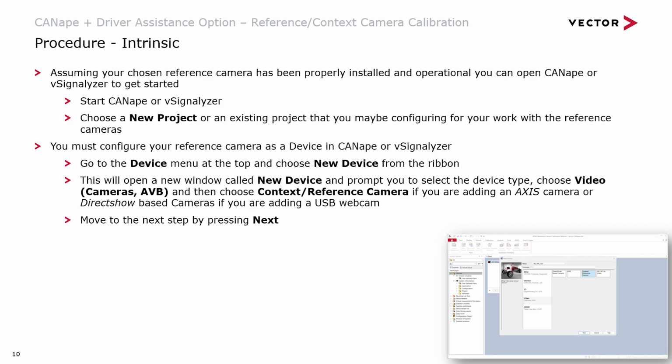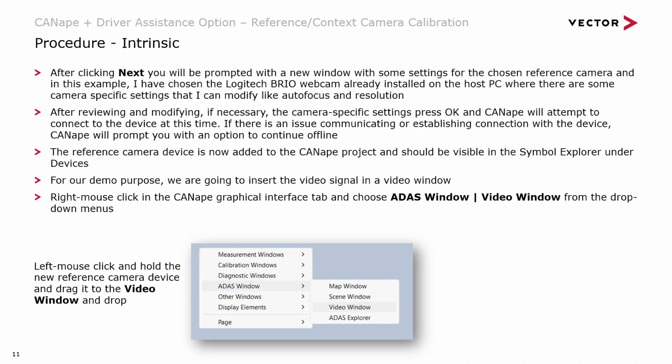To do this, go to the Device menu at the top and choose New Device from the ribbon. This will open a new window called New Device and prompt you to select the device type. Choose Video, Camera AVB, and then choose Context Reference Cameras. Move to the next step by pressing Next. Before CANape can use the CCT to perform the reference camera calibration, we must prepare the CANape project for access to the chosen reference camera or cameras.